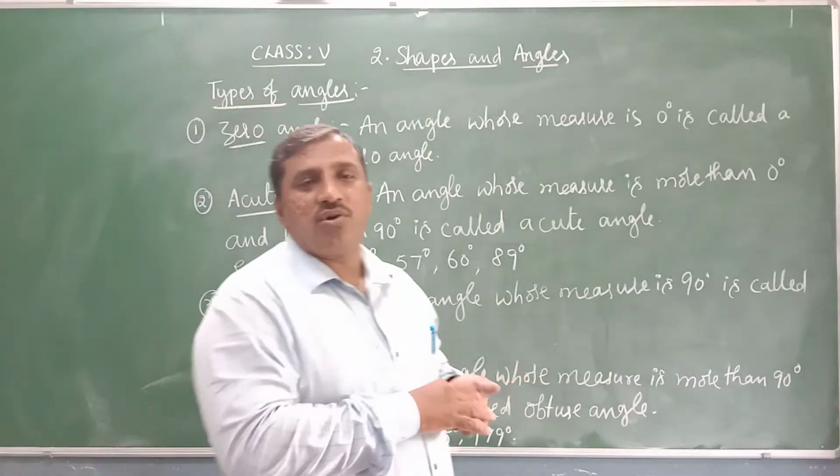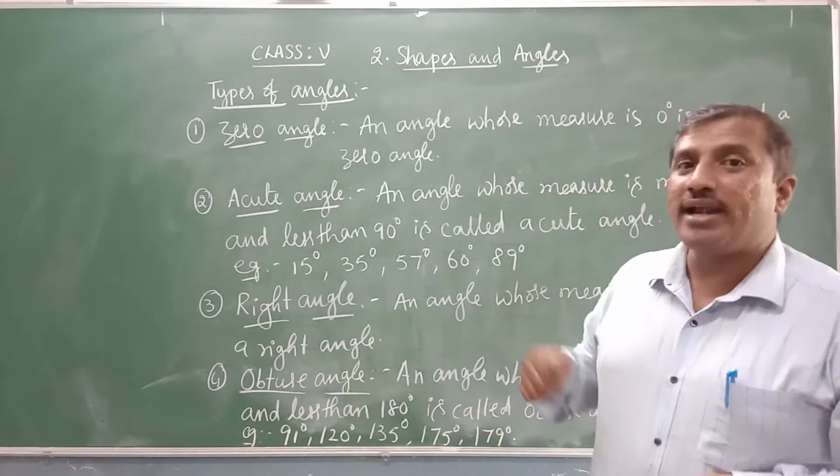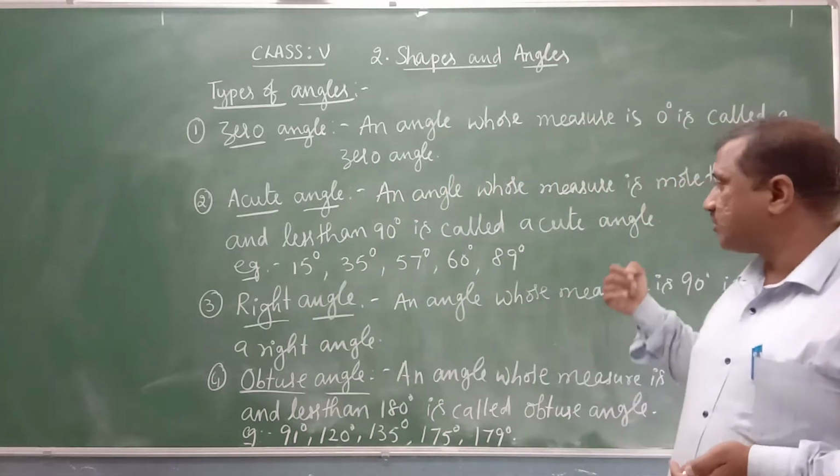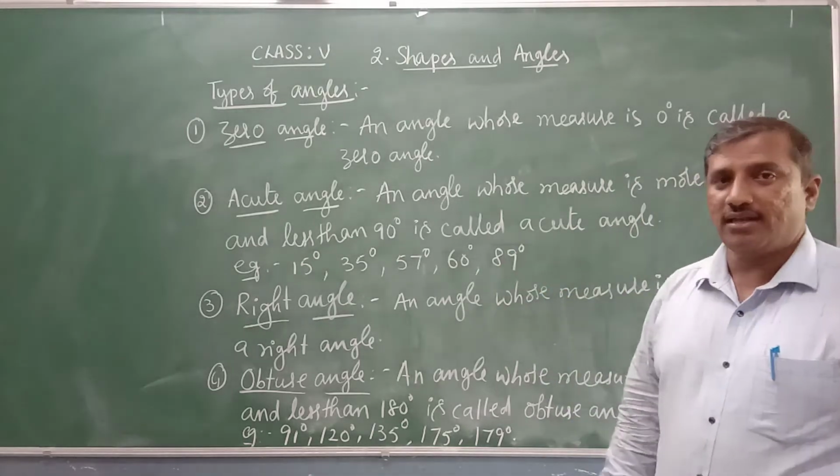Yes children, can you give some more examples? Yes, it is 87 degrees, 1 degree, 45 degrees, and so on. We can give any number of examples for acute angles.